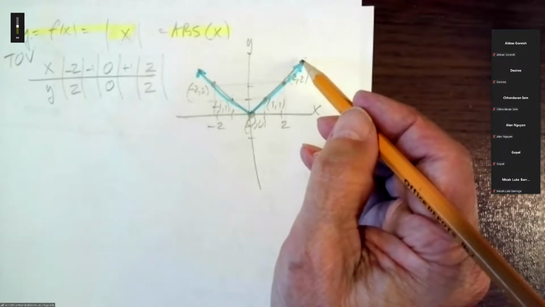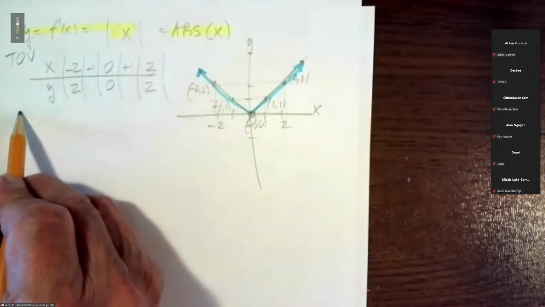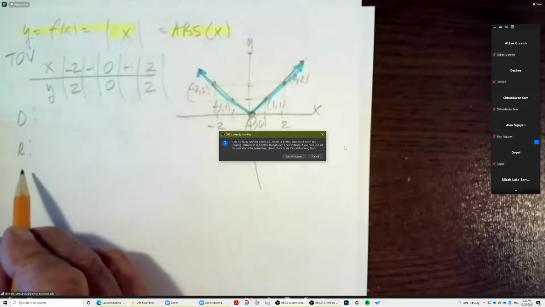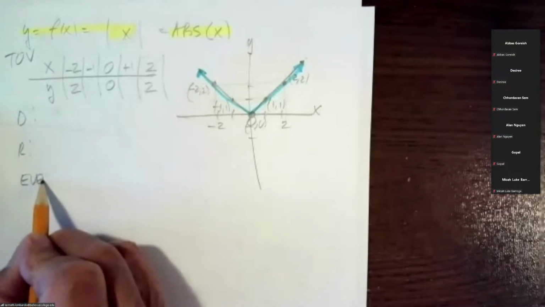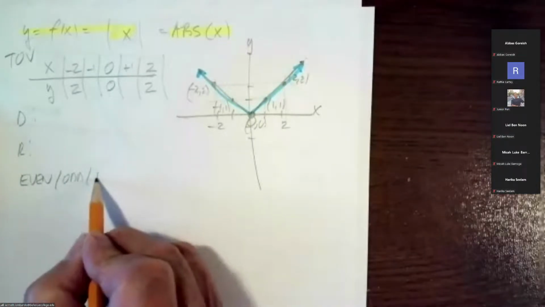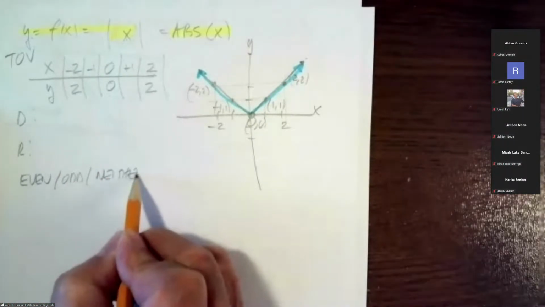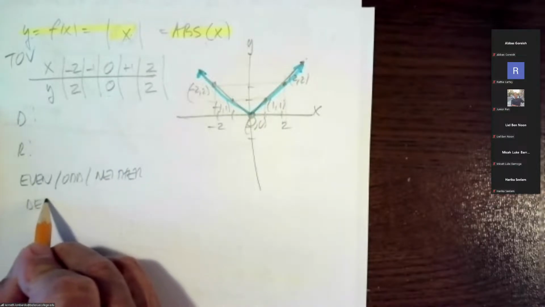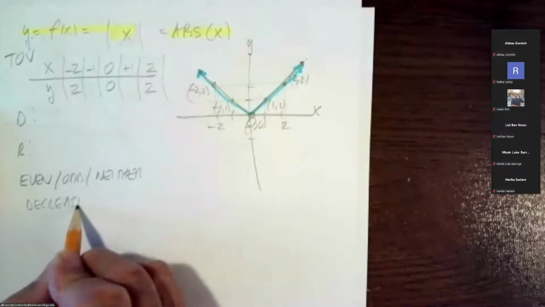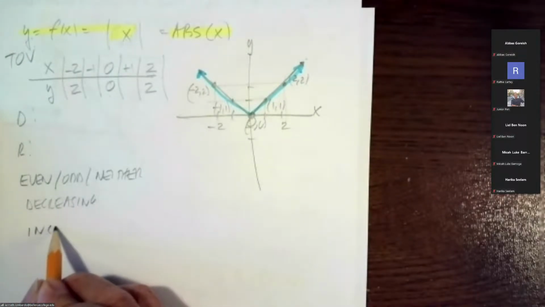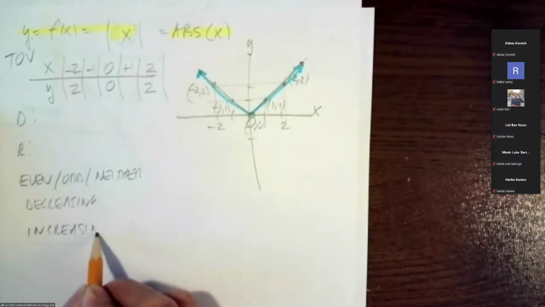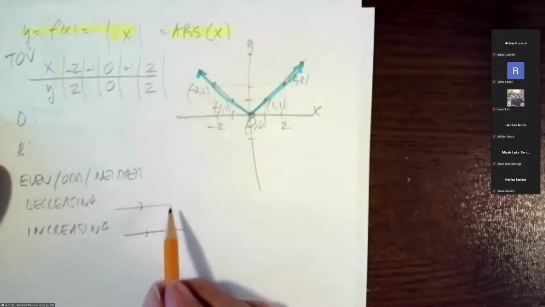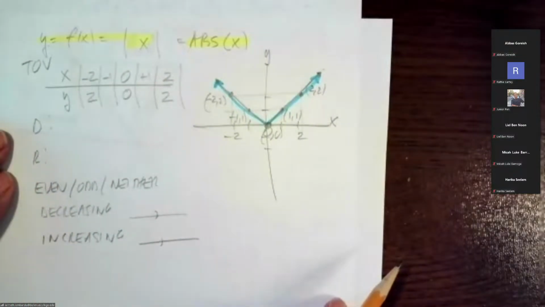And so then what we've asked for previously is, do we have a domain? Do we have a range? Is it even, odd, or neither? And we might ask one other thing here. Where is this function decreasing? And where is it increasing? Over what interval? So let's see if we can go through and systematically answer some of these questions.